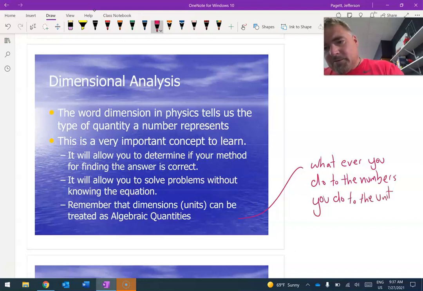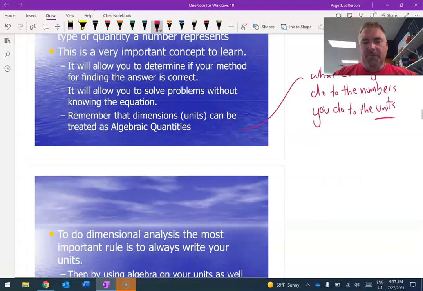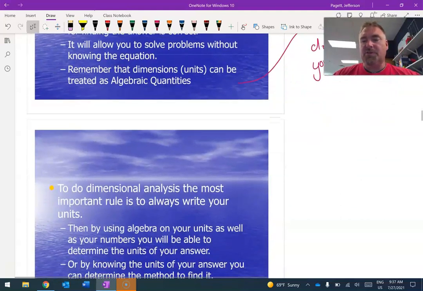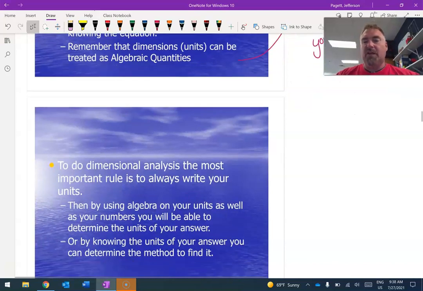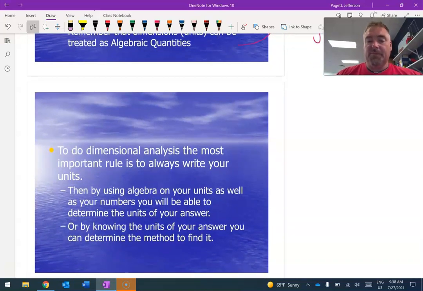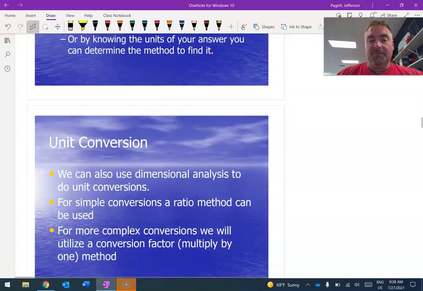And that's kind of the number one rule, and I think I actually wrote this down on the next slide too. Okay, yeah, right down there as well. To do dimensional analysis, it's more important to always write your units, and whatever algebra you do on your numbers, you do on the units as well, and that'll determine the units of your answer. Or by knowing the units of your answer, you can determine the method for finding it.